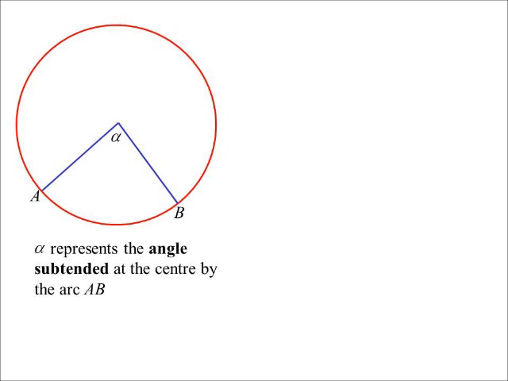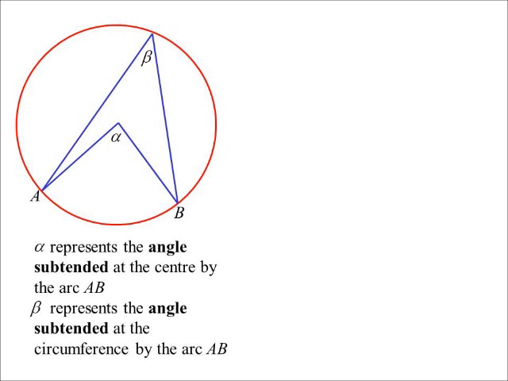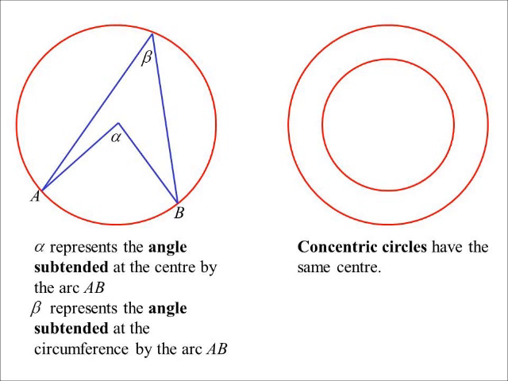Now, when I say arc AB, I'm talking about the minor arc AB. The reflex angle is subtended by the major arc AB. And that would be an example, beta would be an example of an angle subtended at the circumference. So we're joining it up to the circumference, and you might remember we actually have a theorem relating those 2 angles, which we'll look at later.